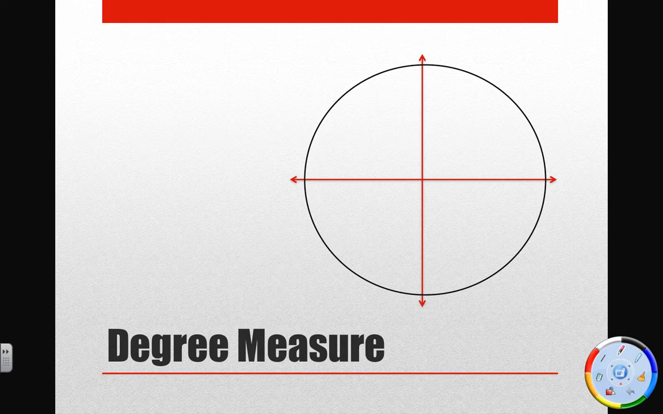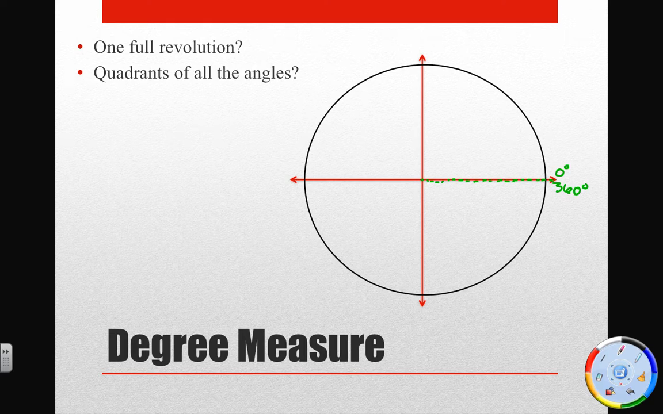I've been using degree measures because they're familiar to us. If we were to look at this as our initial side and also our terminal side, we could say this is 0 degrees. But if I was to do one full revolution, that would be the same thing as 360 degrees. So one full revolution is 360 degrees around a circle.